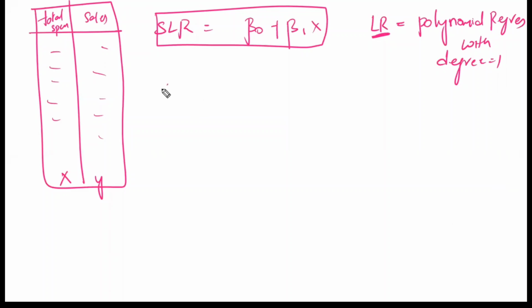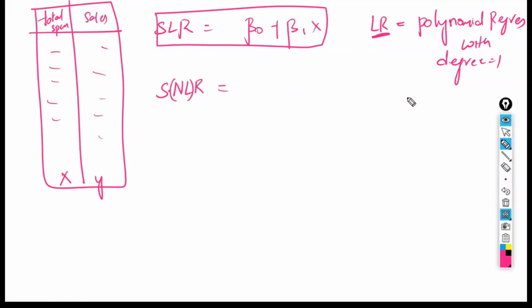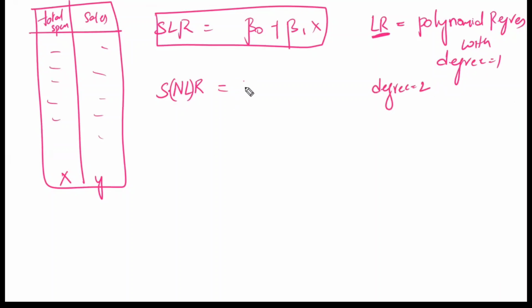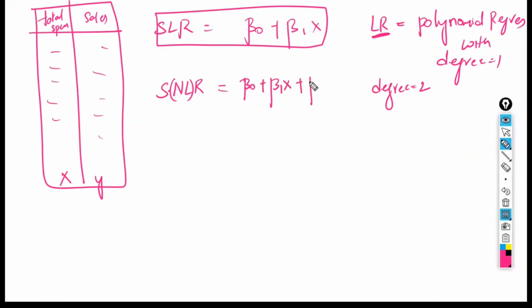Now, the same for simple non-linear regression. The linear regression equation is this one. For non-linear, if you want degree of 2, this is degree of 1, and degree of 2 you want. Now, what is the equation? Beta naught plus beta 1x plus beta 2 x square. Here only one input variable is there.